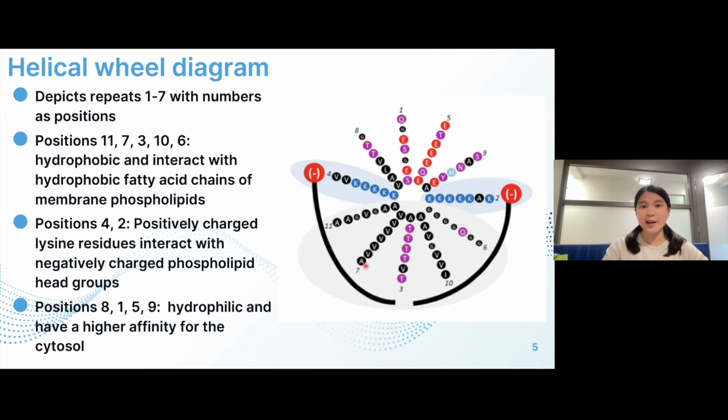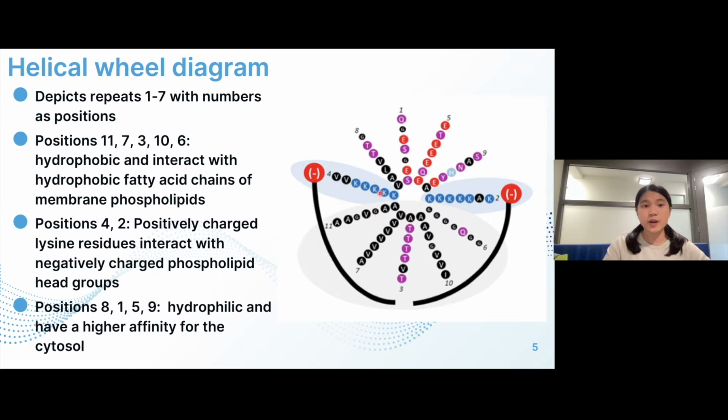The helical wheel diagram represents the alpha helix of alpha-synuclein, which is in the N-terminus region. It depicts repeats 1 through 7 with numbers as positions. Positions 11, 7, 3, 10, and 6 are hydrophobic and interact with hydrophobic fatty acid chains of membrane phospholipids, which are shown as black lines right here.